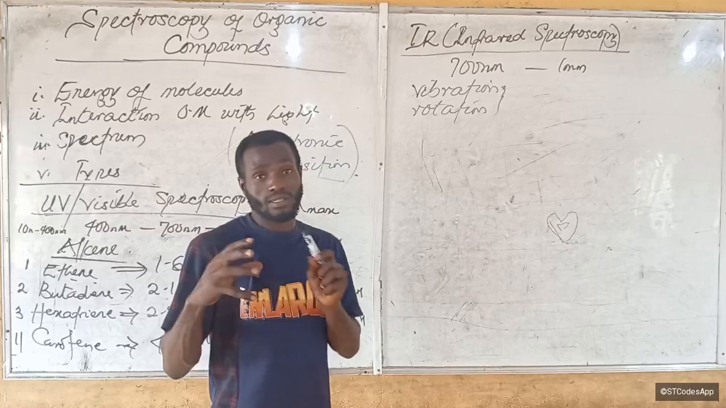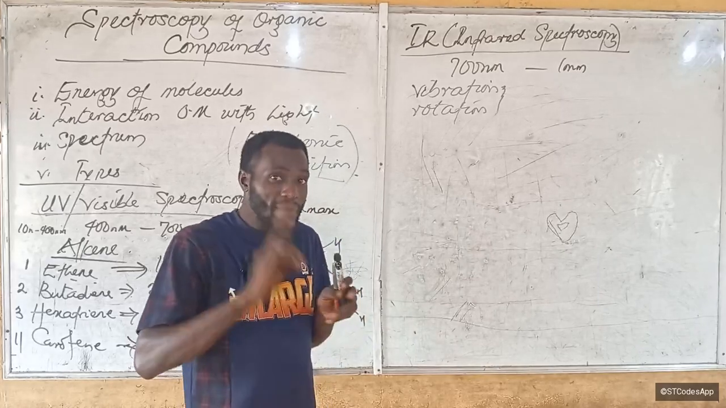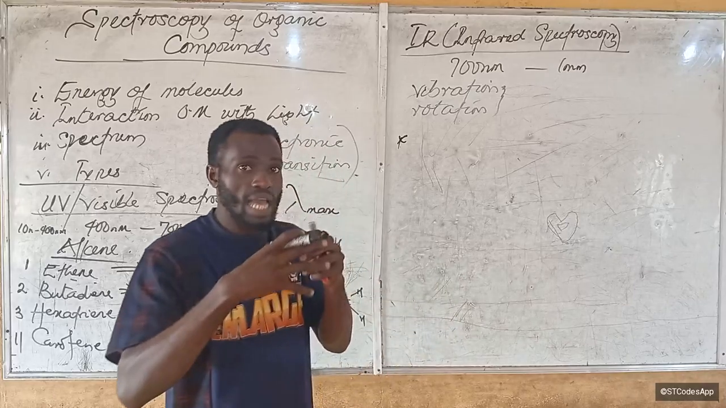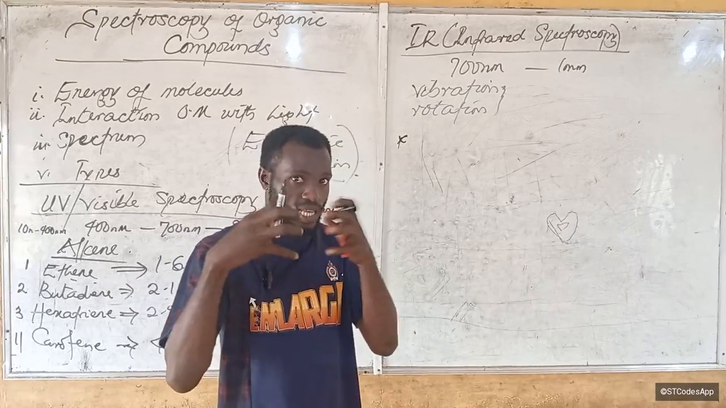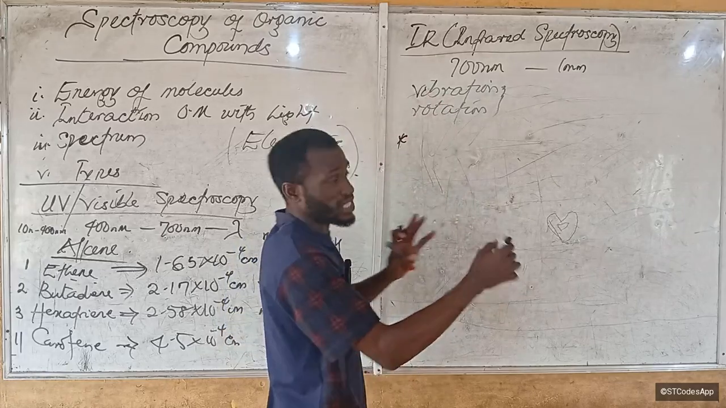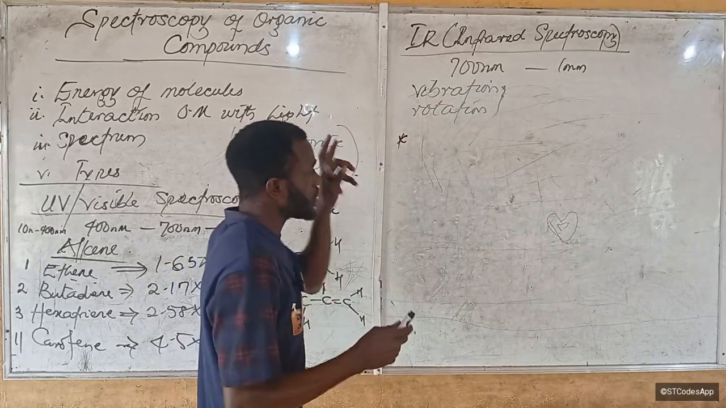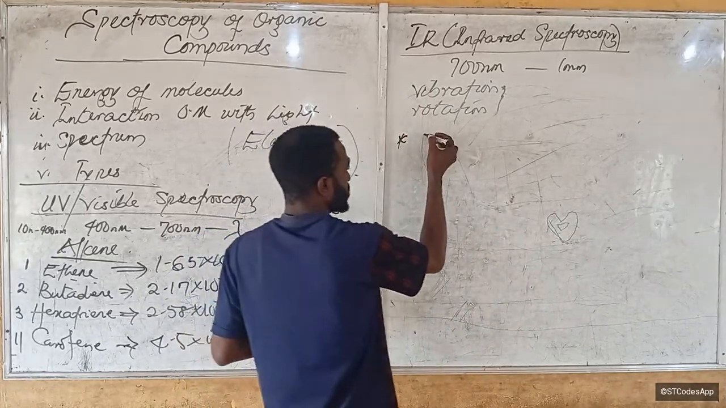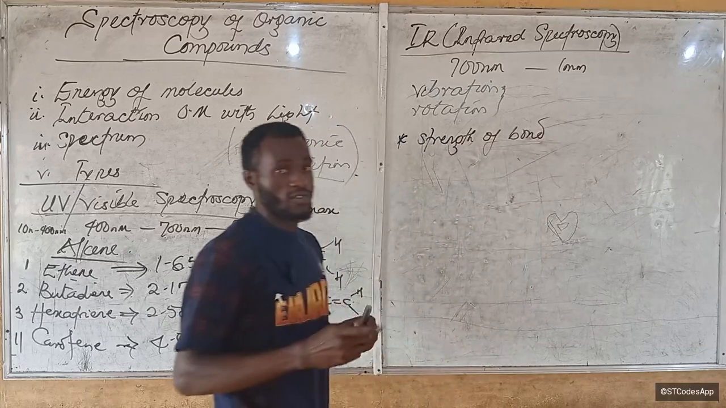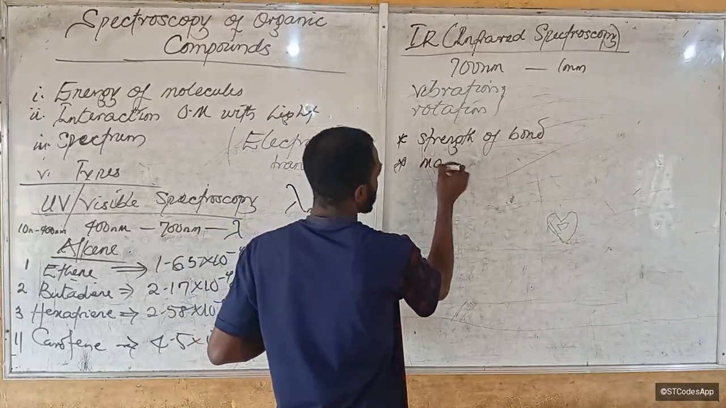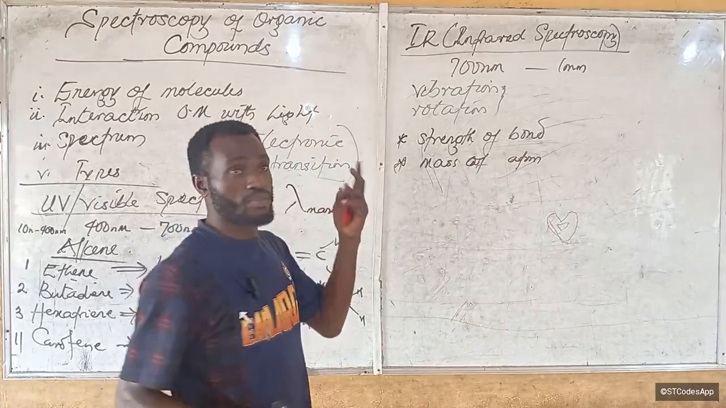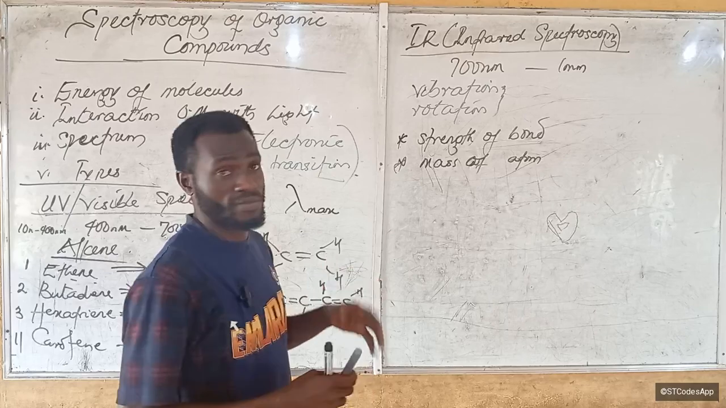The frequency at which it vibrates depends on a few things, which are the mass of the atoms attached and the strength of the bond. The vibration force, which determines the frequency, depends first on the strength of the bond that holds the atoms together, then the mass of the atom as well. For larger atoms, the vibration is slower, right?